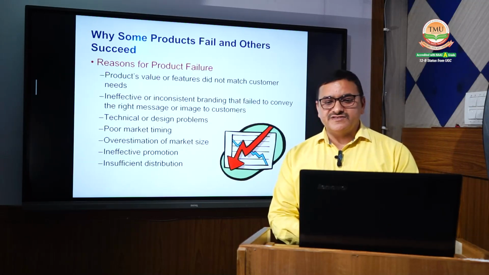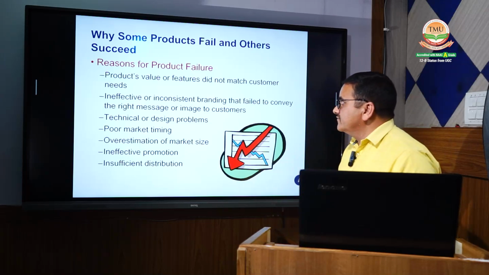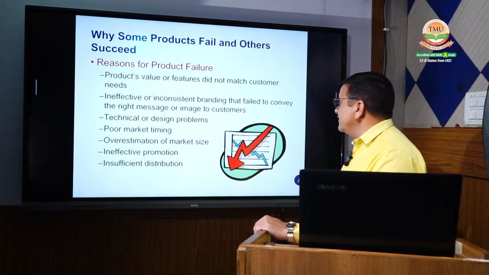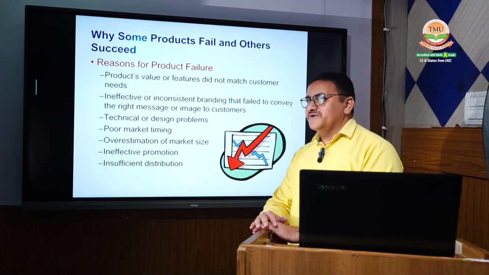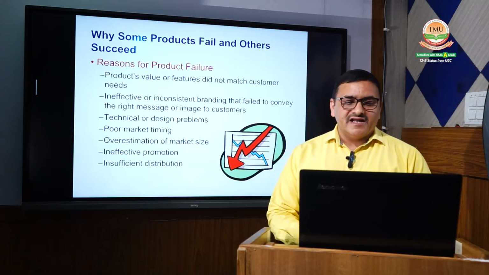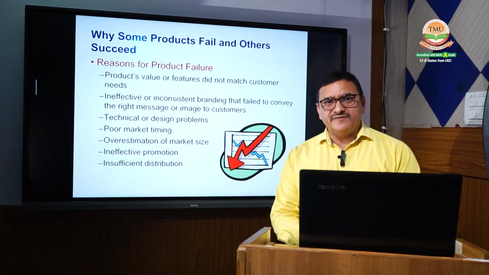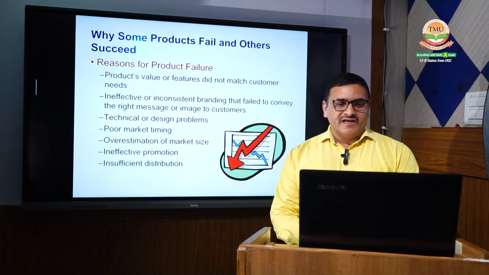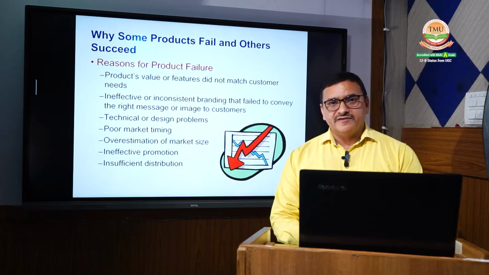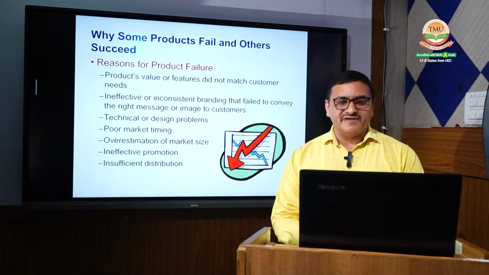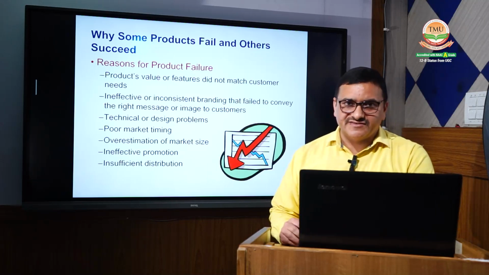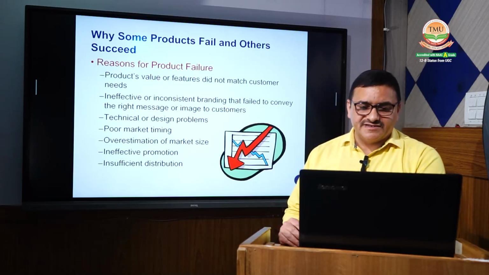The product's value or features did not match customer needs, therefore it may fail. Similarly, there is inefficient or inconsistent branding that fails to convey the right message or image to the customer. And there are some technological as well as design problems with the existing products. That's why they also fail. And the product may be launched at a very poor time in the market, and the overall market size may not have been estimated properly by the organization.